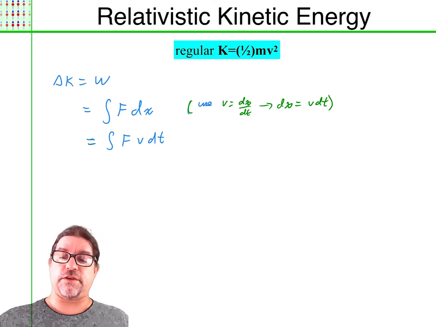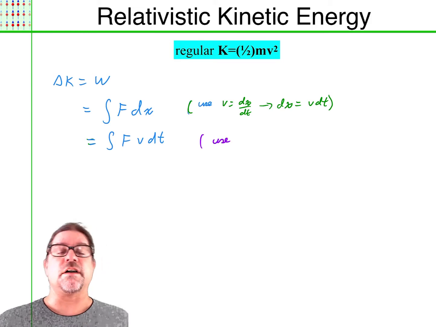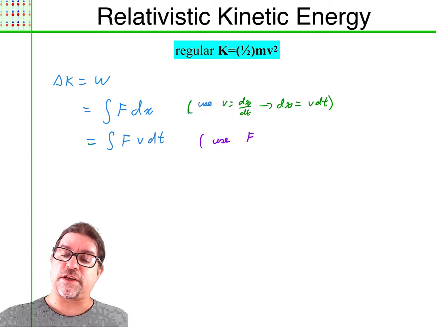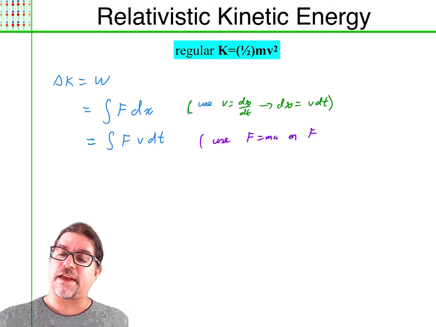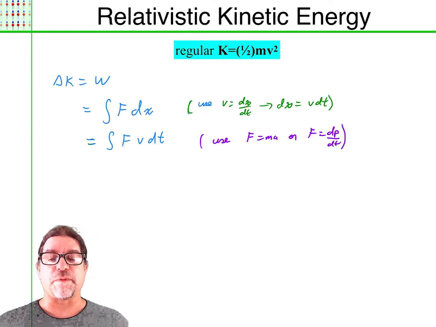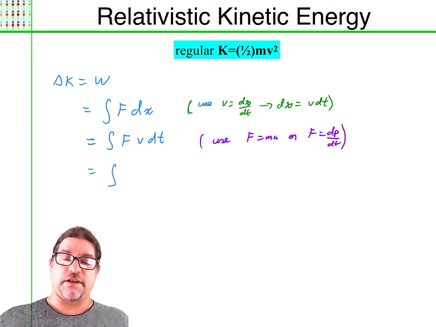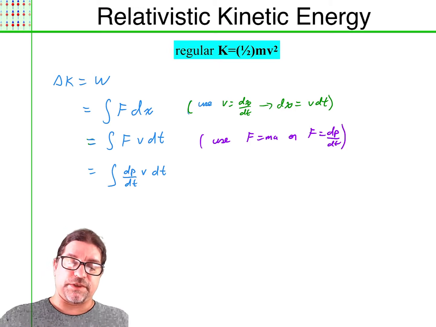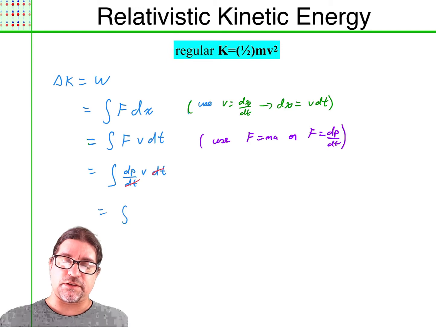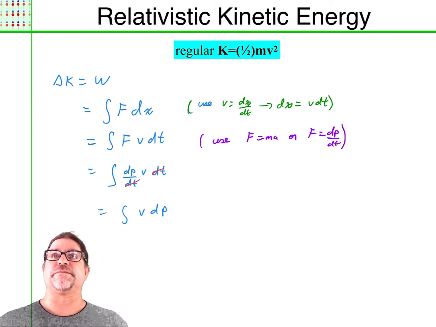Next, I'm going to use Newton's second law, right? There are two ways to write it. You can write F equals ma, or, and this is more useful for us in this case, F is equal to dp/dt. It's the time derivative of momentum. So let's replace F with that. And so now we end up with the integral of dp/dt times v dt. So we see here that the dt's are going to cancel, and let's rearrange everything, and we end up with the integral of v dp.